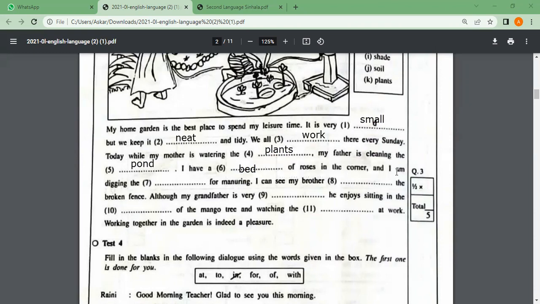bed of roses in the corner and I am digging the soil for manuring. I can see my brother mending the broken fence. Although my grandfather is very feeble, he enjoys sitting in the shade of the mango tree and watching the family at work. Working together in the garden is indeed a pleasure.